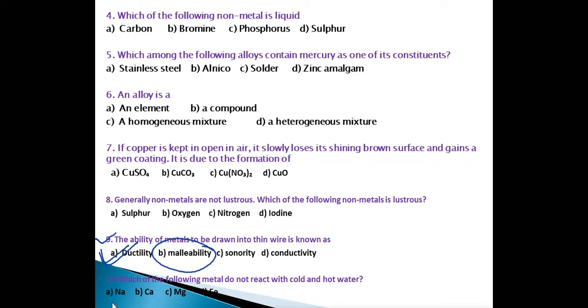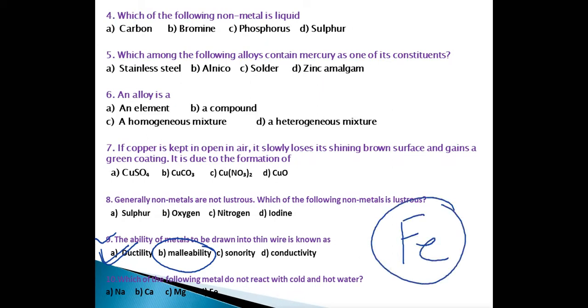Now, 10th question. Which one of the following metals does not react with cold and hot water? So can you tell me which metal will not react with cold and hot water? Sodium will react with both because it is very reactive in nature. Calcium will also react. Magnesium also reacts with cold water and it will also float on the surface of water.